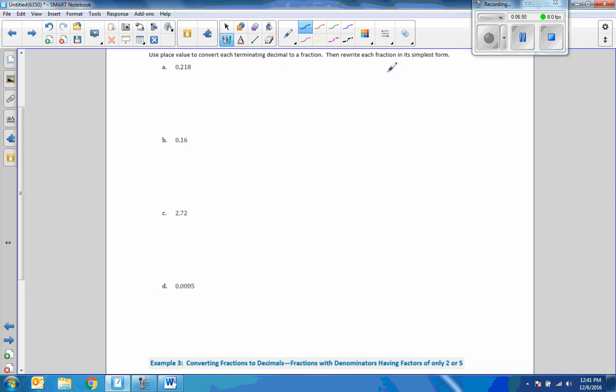Okay, A. 0.218. We're going to read it as 0 and 218 thousandths. So it's 218 divided by 1,000. 218 is even. 1,000 is even. Even numbers are divisible by 2. 218 divided by 2 is 109. 1,000 divided by 2 is 500. 109 is prime. So that is reduced.